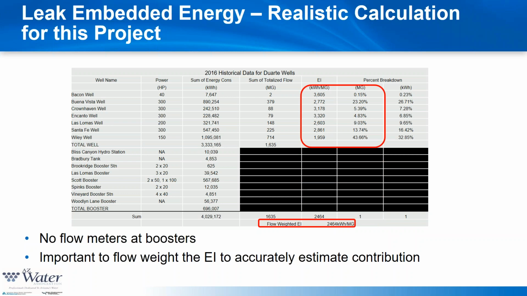Couple in the kWh from the boosters that did not have flow meters, and just tack it on to the kWh of the well pumps. That was our one energy intensity metric number used for the Duarte system. So for any leak that we found, we would multiply the total million gallons a day estimated leaked into the system times this 2464 to get the kilowatt hours saved.